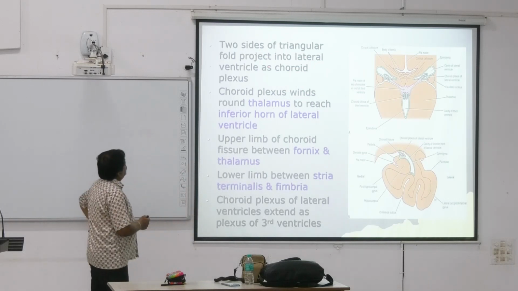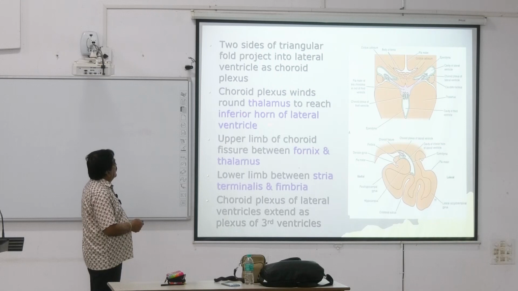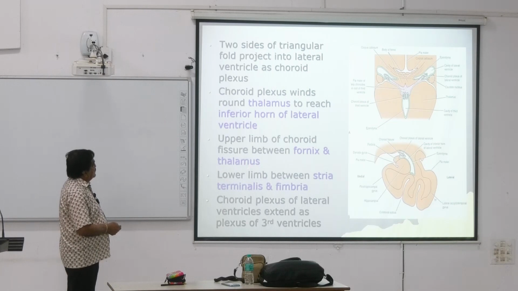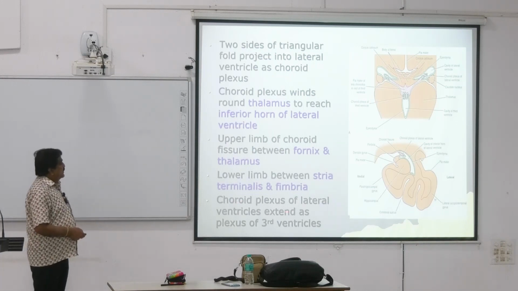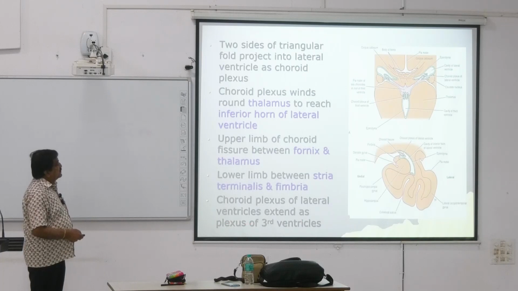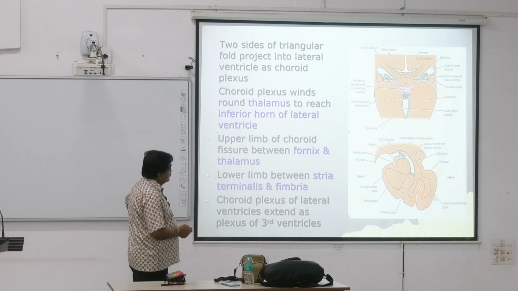Now, two sides of the triangular fold project into the lateral ventricle as choroid plexus. This choroid plexus winds round the thalamus to reach the inferior horn of the lateral ventricle. An upper limb of the choroid fissure is between the fornix and the thalamus. Lower limb is between stria terminalis and fimbria, and choroid plexus of lateral ventricles extends as plexus of the third ventricle. It will be clear when you read the brain.